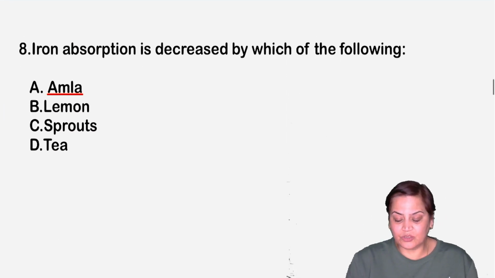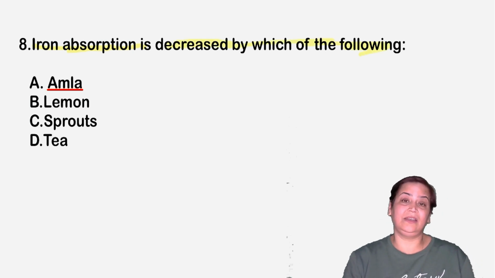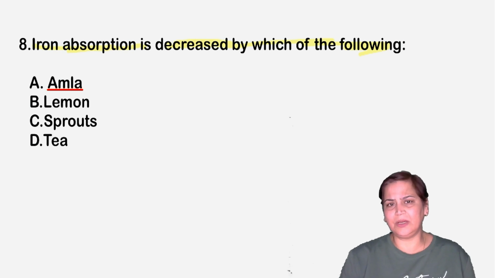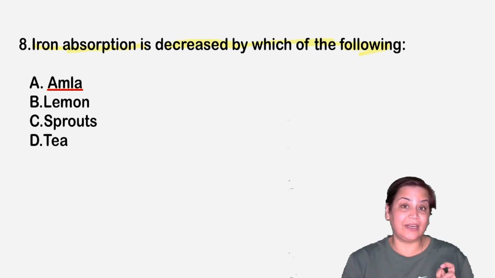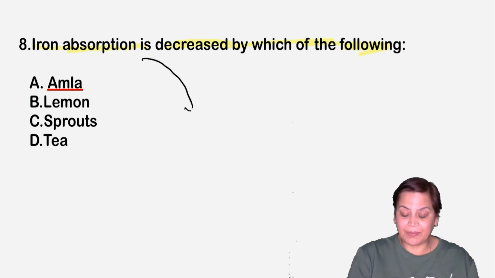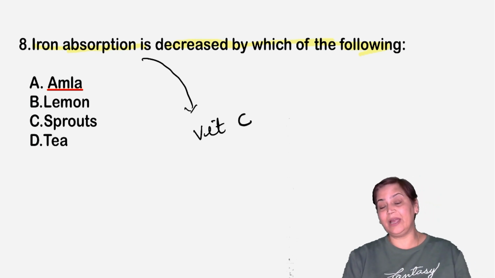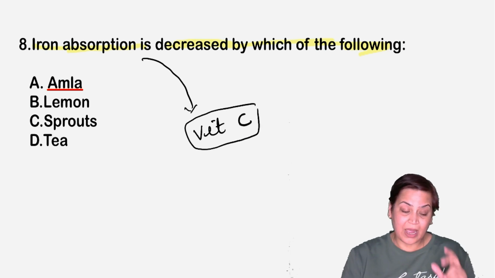Then, iron absorption is decreased by which of the following? Now this iron is a very, very important mineral in our body, right? And there are so many forms in which iron is present. Now here we are talking about iron absorption. We all know that iron absorption depends on vitamin C. Basically, this vitamin is required for the absorption of iron. We all know, you have to correlate.